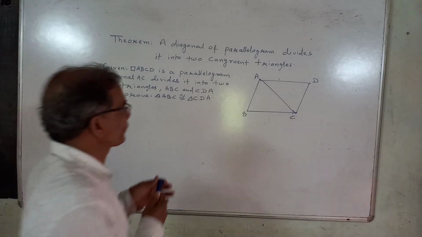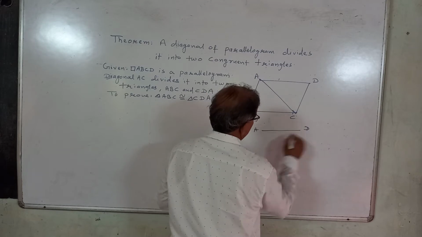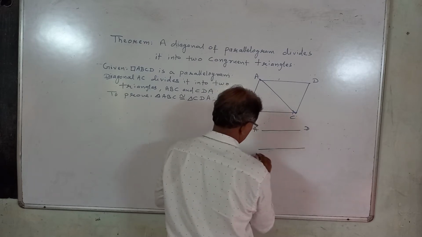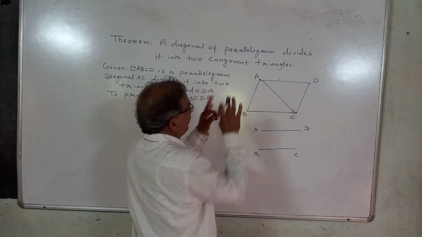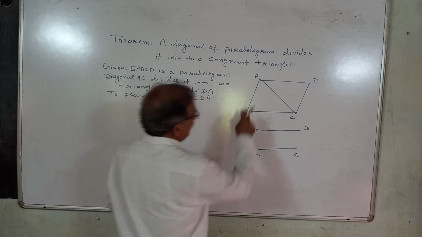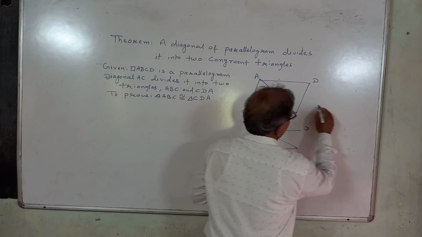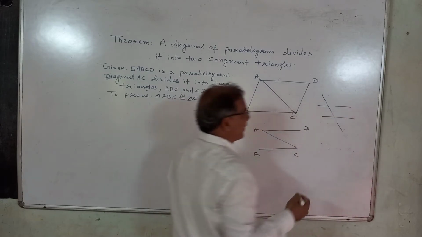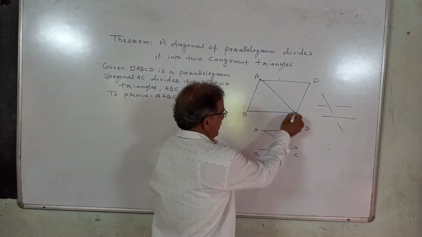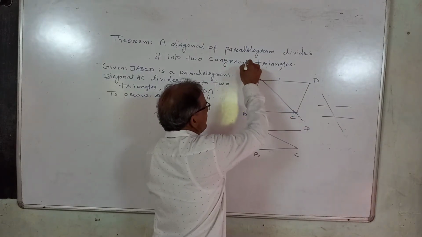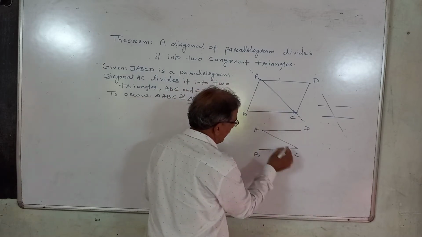Now see, you know that here AD is parallel to BC, isn't it? It is parallel to this BC. It is a parallelogram, which means opposite sides are parallel. And now when you join this AC, what is this AC? When two parallel lines are intersected by a third line, that is called a transversal. So AC is the transversal, the diagonal transversal. If you extend this here, this is a line. So what can you say about this angle and this angle?